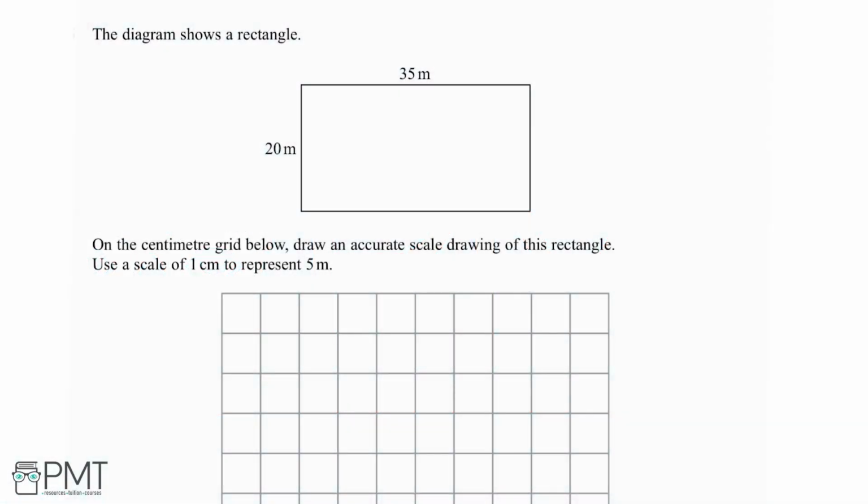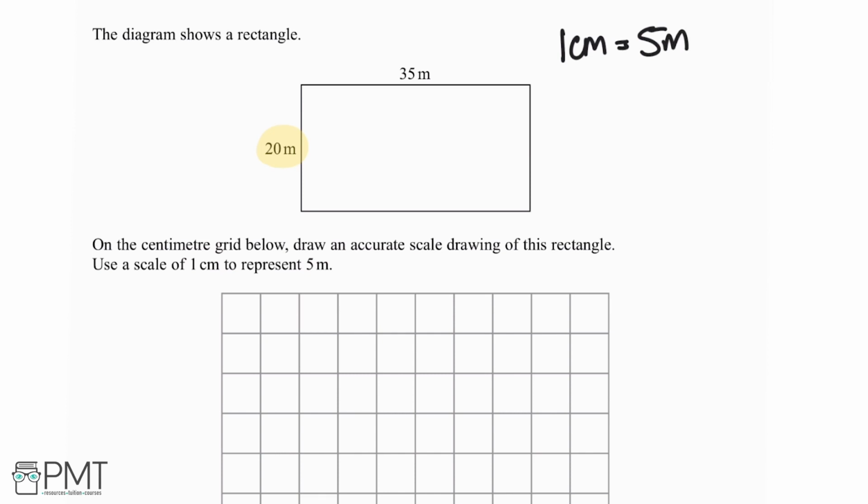The diagram shows a rectangle, and we can see that rectangle here. And on the centimetre grid below, we need to draw an accurate scale drawing of the rectangle, using a scale of 1 centimetre representing 5 metres. So we've been told that the grid is a centimetre grid. So the lengths of these squares here are 1 centimetre. So let's firstly look at the 20 metres here. So again, we're going to go back to the fact that 1 centimetre equals 5 metres. Now I'm going to treat this a bit like an equation.